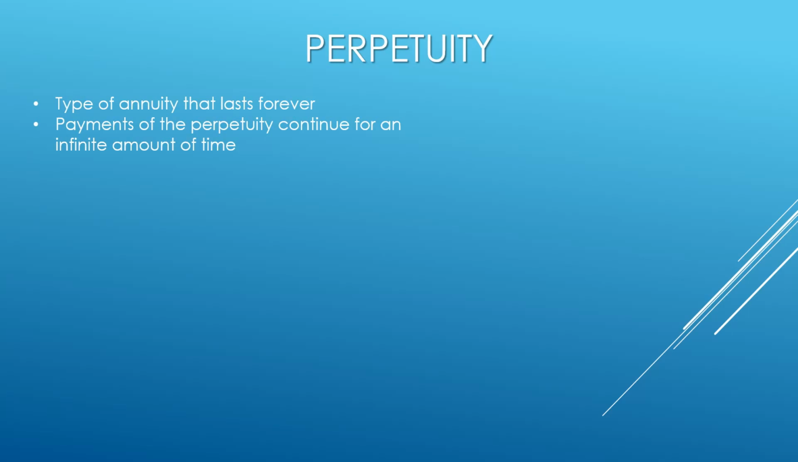Okay, now that we are done with annuities and annuity dues, let's go over to perpetuities. In theory, they are really simple. A perpetuity is a type of annuity that lasts forever, and the payments of that perpetuity continue to be paid for an infinite amount of time. Let's quickly do an example.